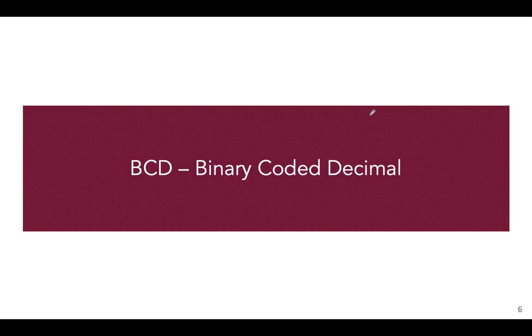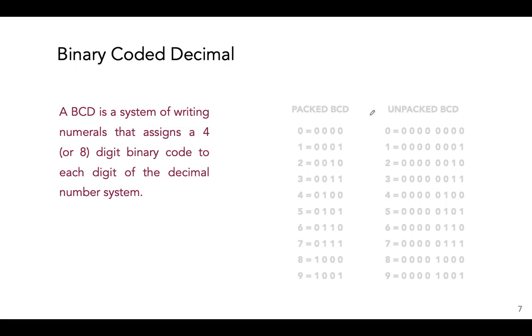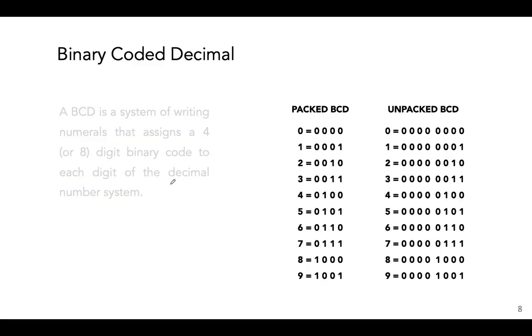So let's first start our conversation with BCD, that is binary coded decimal. Now, this is different from your binary code, which will become clear in a moment. See, BCD is a system of writing numerals that assigns a 4 or 8-bit binary code to each digit of the decimal number system. So this is what it looks like. For each digit of the decimal number system, packed BCD allocates 4 bits, whereas unpacked BCD assigns 8 bits. Alright, now as you can see, this is not the same as your regular binary.